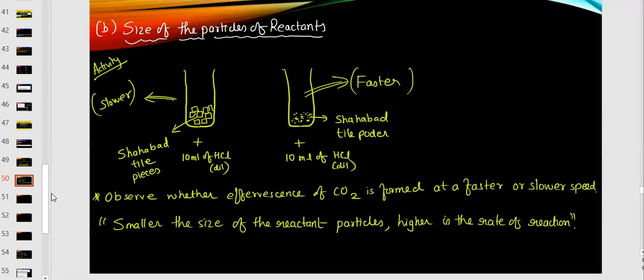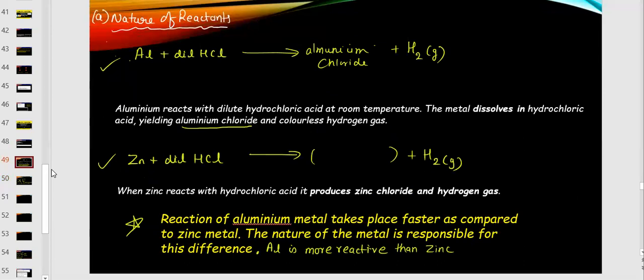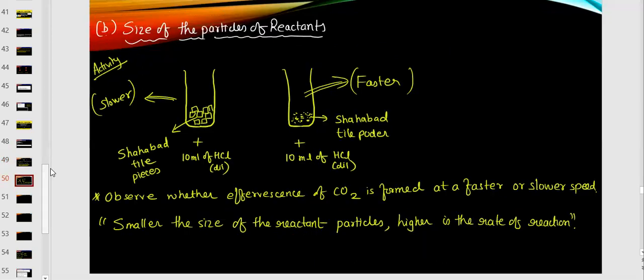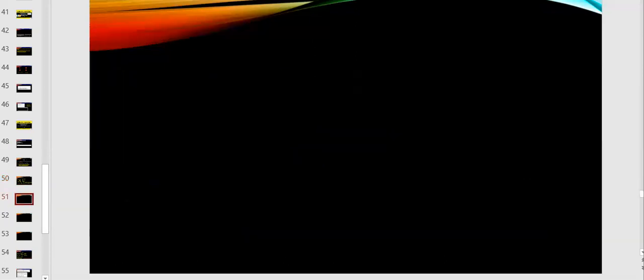Okay, so these 2 points are clear. In the first point, we said it depends on the metal, whatever metal you use, the nature of the element you use in the reaction, and it also depends on the size of the particle. Okay, let's discuss the third point here. The third point is it depends on the concentration of reactants.